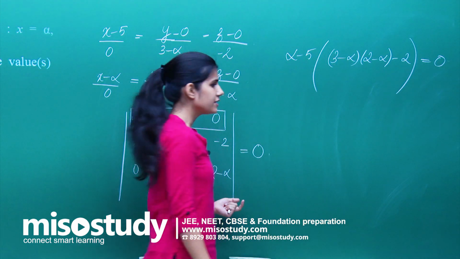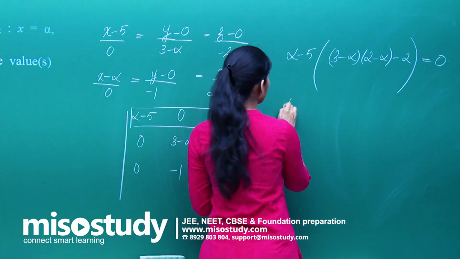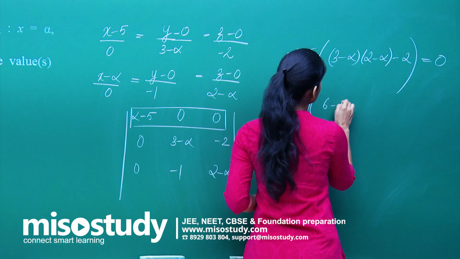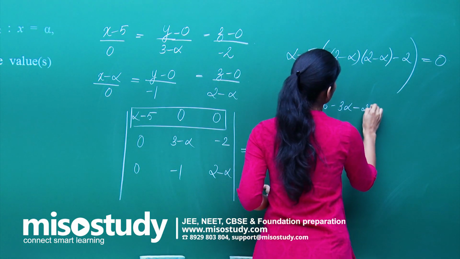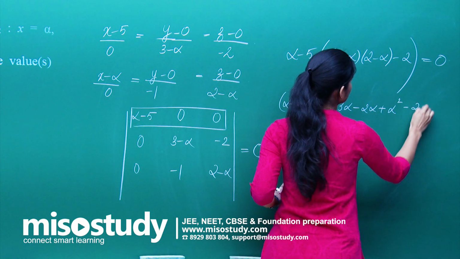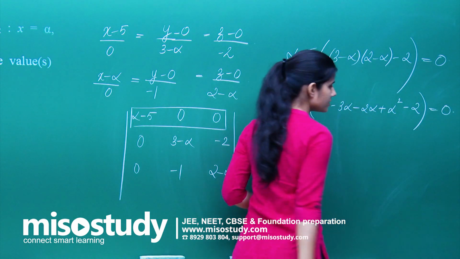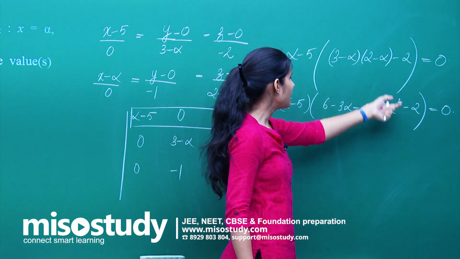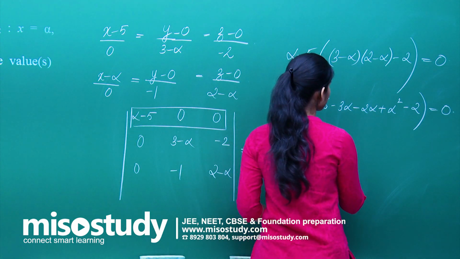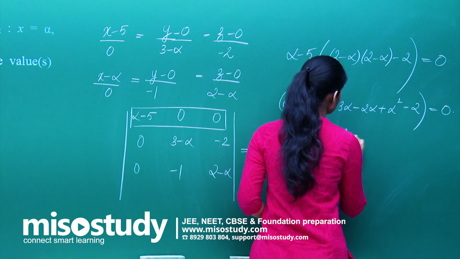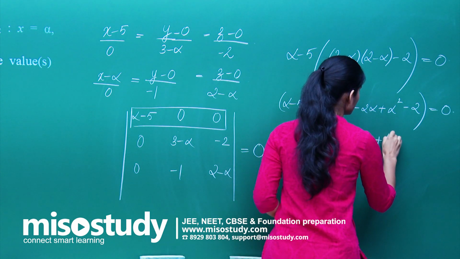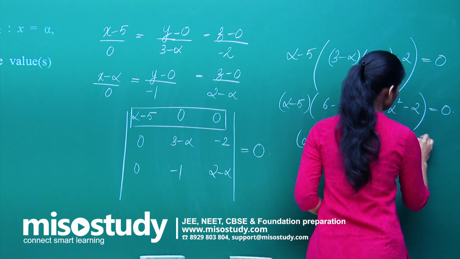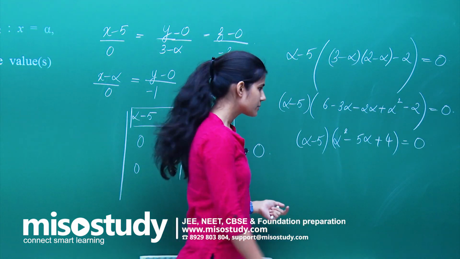And now once you have this, let's just simplify this expression. You have alpha minus 5, inside you have 6 minus 3 alpha minus 2 alpha plus alpha square minus 2 equals 0. Right, this is 6 minus 3 alpha minus 2 alpha plus alpha square. So, this gives you 6 minus 2 is 4. So, you get alpha square minus 5 alpha plus 4 into alpha minus 5. This is 0. You can just split the middle term.